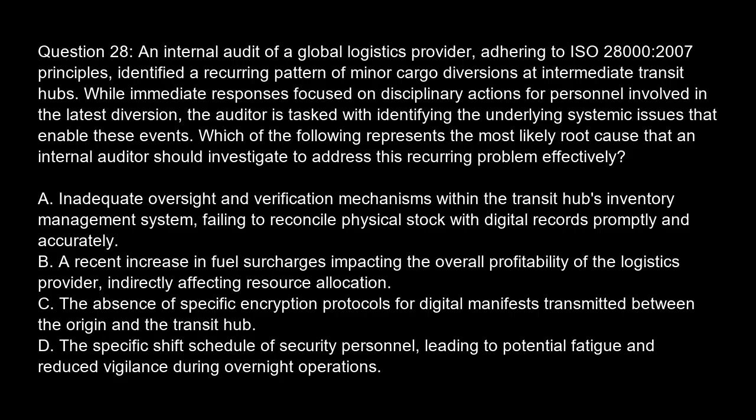Option A. Inadequate oversight and verification mechanisms within the transit hub's inventory management system, failing to reconcile physical stock with digital records promptly and accurately. Option B. A recent increase in fuel surcharges impacting the overall profitability of the logistics provider, indirectly affecting resource allocation. Option C. The absence of specific encryption protocols for digital manifests transmitted between the origin and the transit hub. Option D. The specific shift schedule of security personnel, leading to potential fatigue and reduced vigilance during overnight operations.